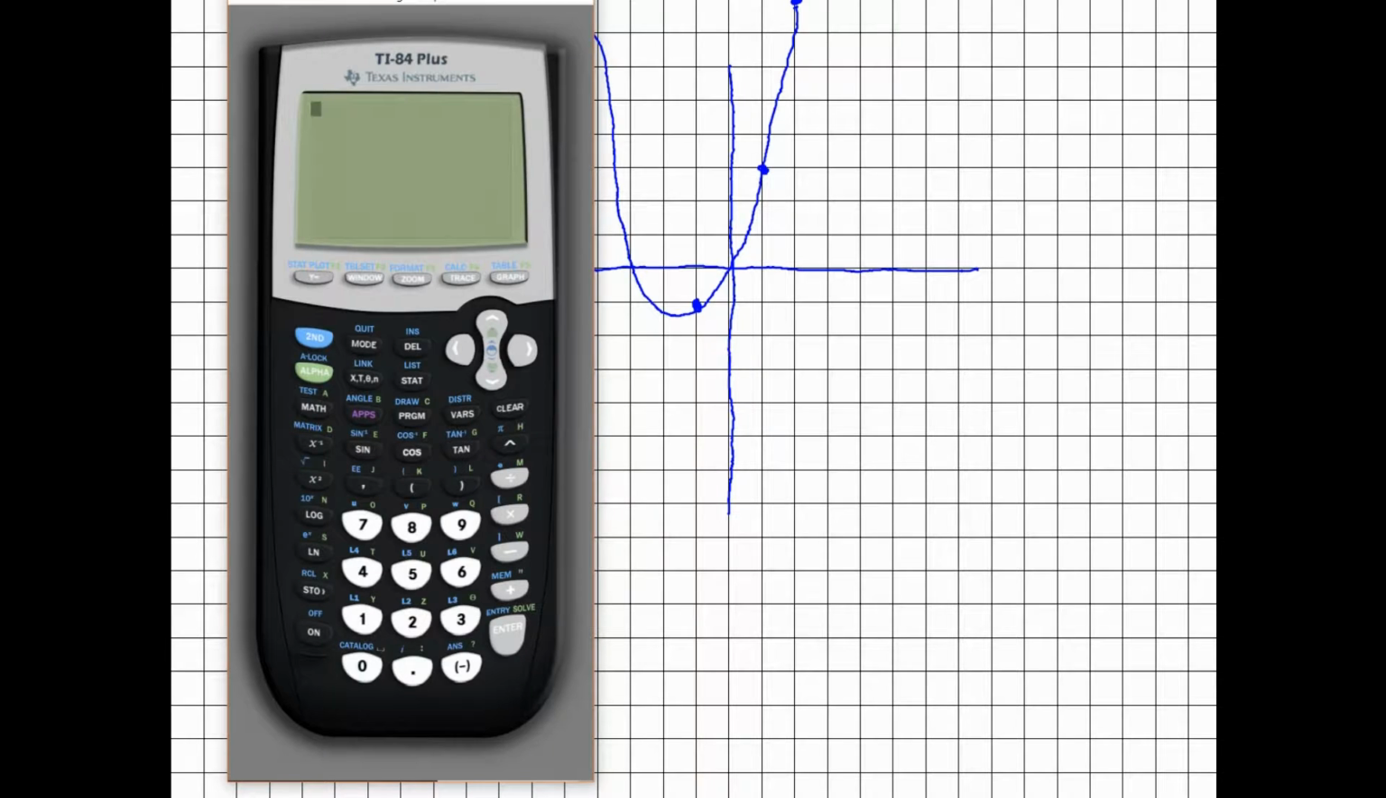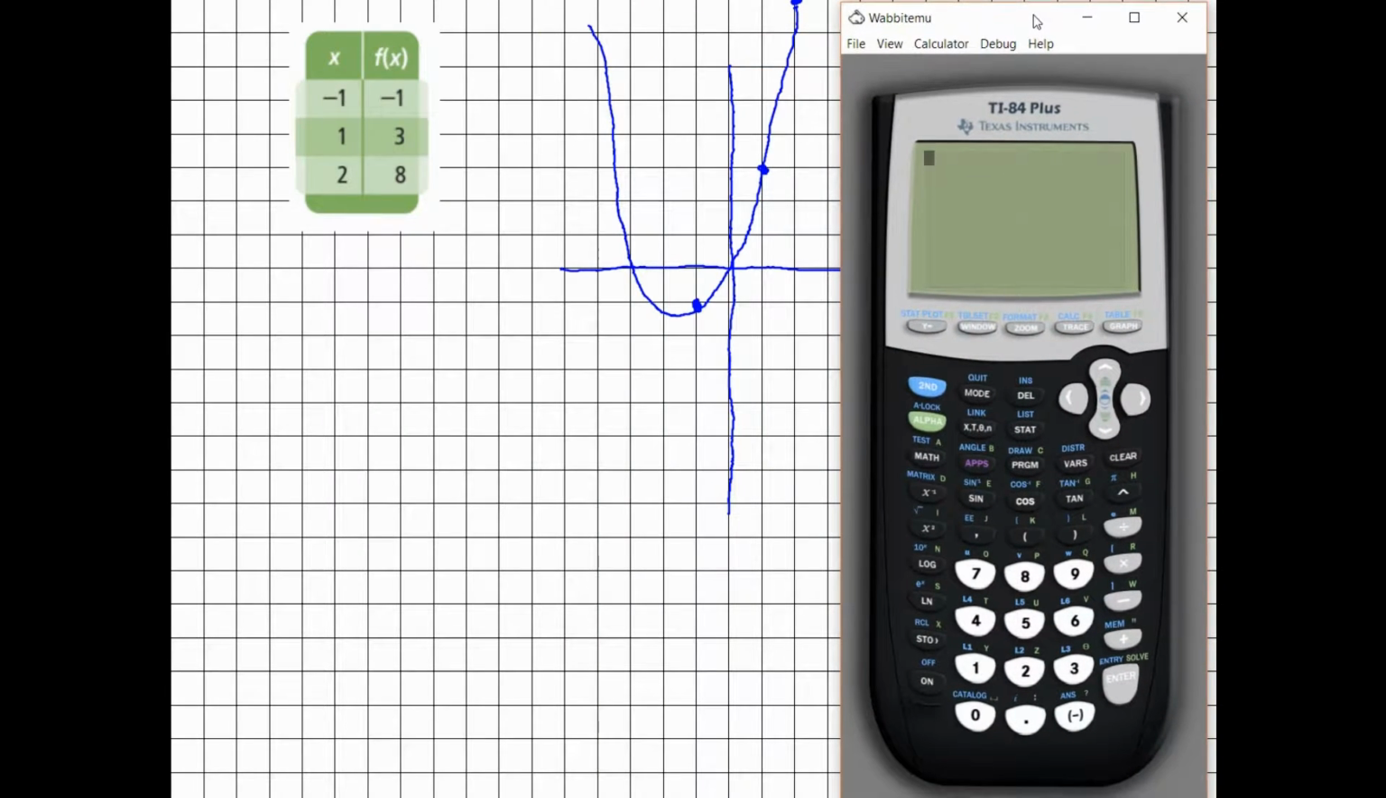So go ahead, power up your calculator. Let me pull this off to the side. All right, there we go. I got my calculator on. So we're going to go over here to the stat function right here in the middle of your calculator. So you're going to hit stat, and you're going to go over here to edit. So number 1, edit. And we're going to put in all those x values that we have. So I'm going to put in -1, 1, and 2.